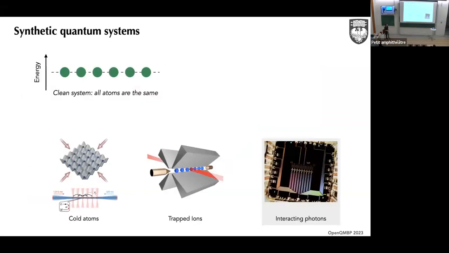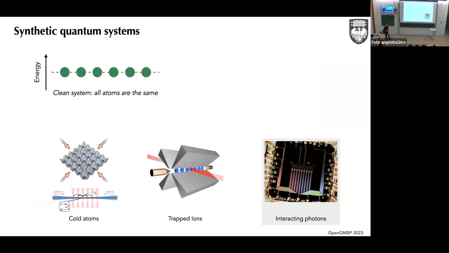And obviously, it's worth emphasizing that this idea of performing analog quantum simulation was first pioneered with atoms, for very good reasons. The atomic systems are very clean systems. All the atoms have the same energy, and they have internal states that are long-lived.